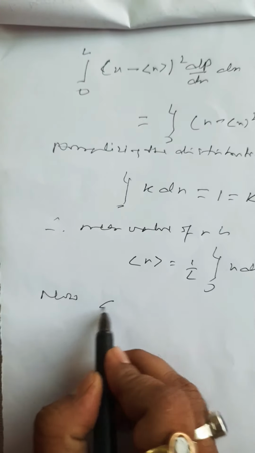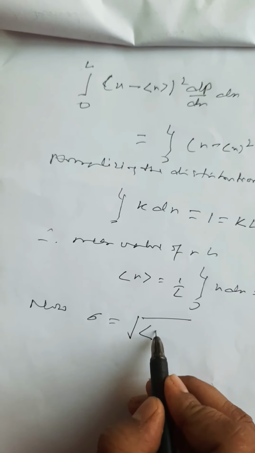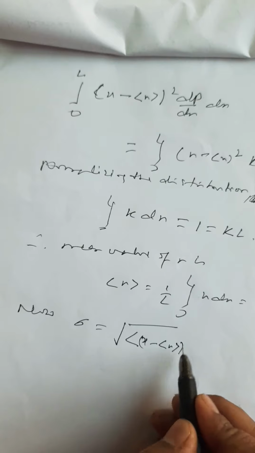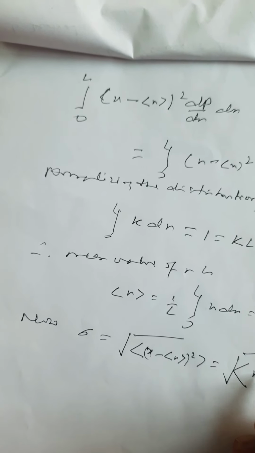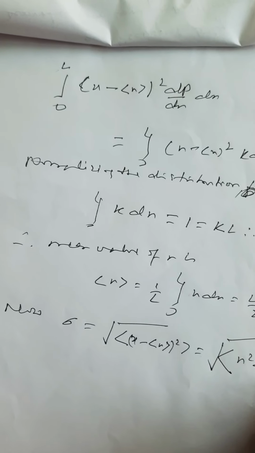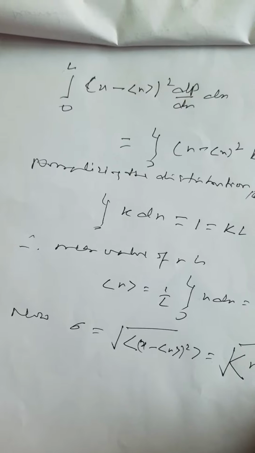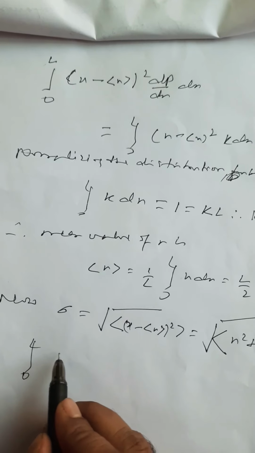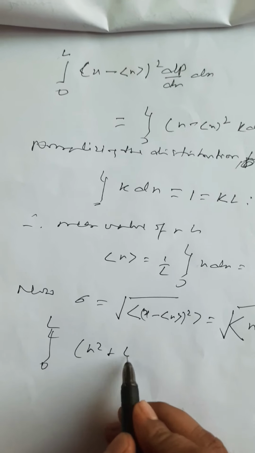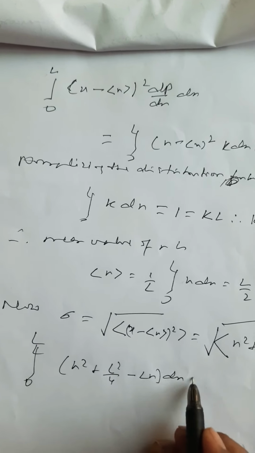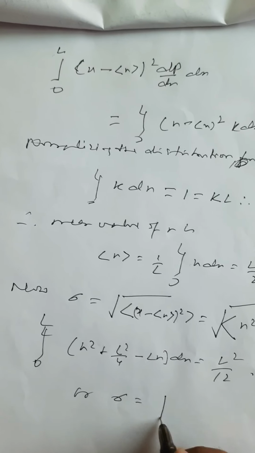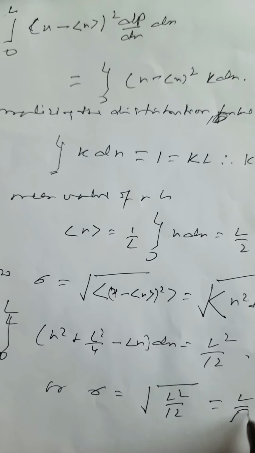So this is what you will get. Now sigma is equal to the square root of the average of (x minus x-bar) whole squared, which is given by x square plus L square by 4 minus Lx. So now, integrating from 0 to L, the limit x square plus L square by 4 minus Lx dx is equal to L square by 12, or sigma is equal to under root L square by 12, which is equal to L by root 12.